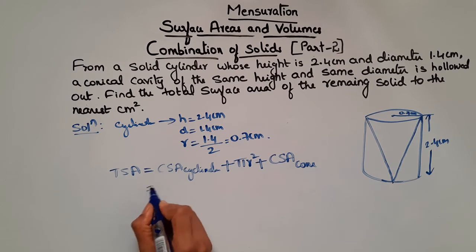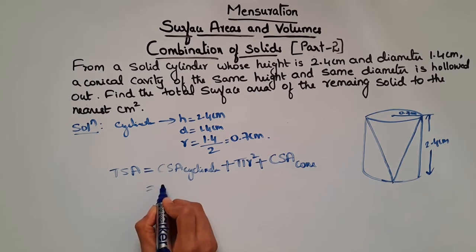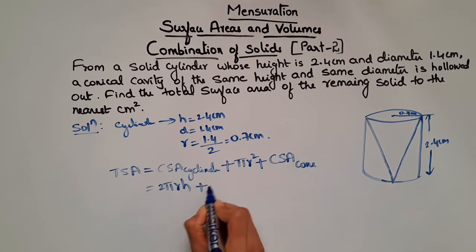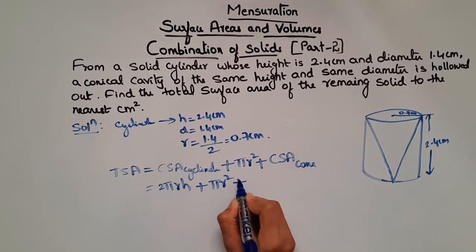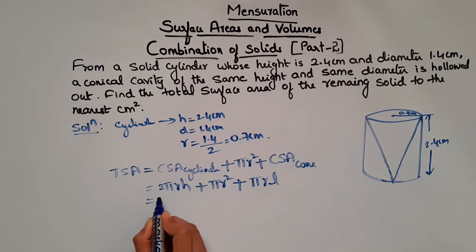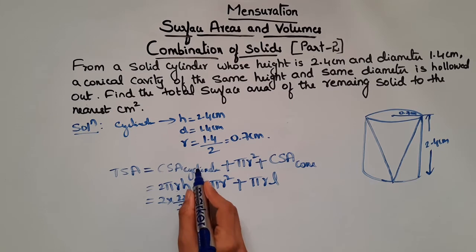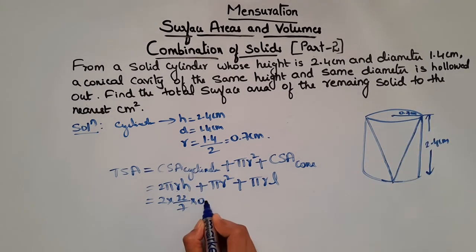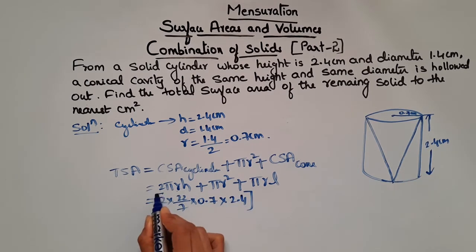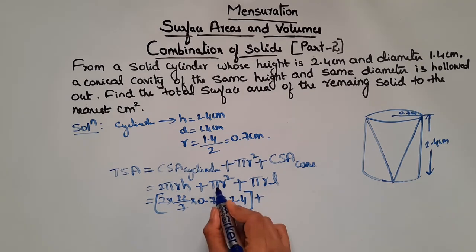So now what is the curved surface area of the cylinder? We know curved surface area of the cylinder is given by 2 pi r h, plus pi r square, plus what is the curved surface area of the cone? So curved surface area of the cone is pi r l. Now let's substitute the values. Here 2 into pi is 22 by 7 into what is the r? r is the radius of the cylinder. So radius is given by 0.7, right? Into what is the height? Height is given as 2.4. So this is of the cylinder, plus pi r square.